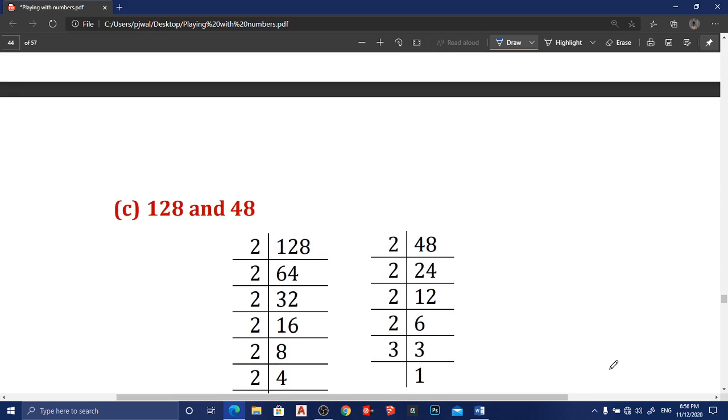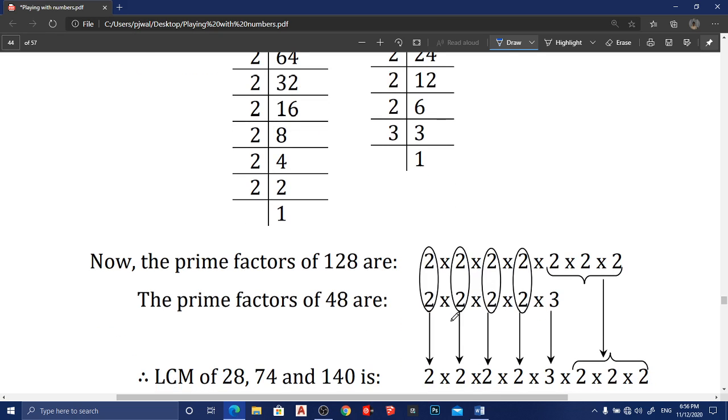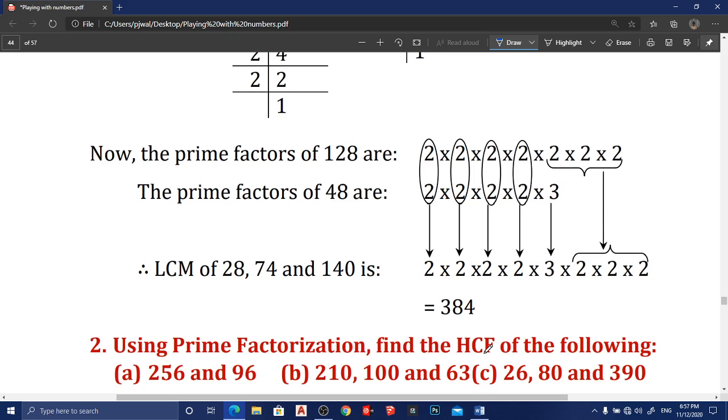Next one. Third is 128 and 48. Here also you have to take all the prime factors and list them out. After listing them out, you have to take the common factor and round them. Out of these two, 1, here 1, 1, 1, 2. Remaining all the numbers occur only one time here. No 2's are there here. Here 3 is also only one time. So you have to take as it is, these 3 and these 2's, and multiply them. So you will get 384 as the LCM.